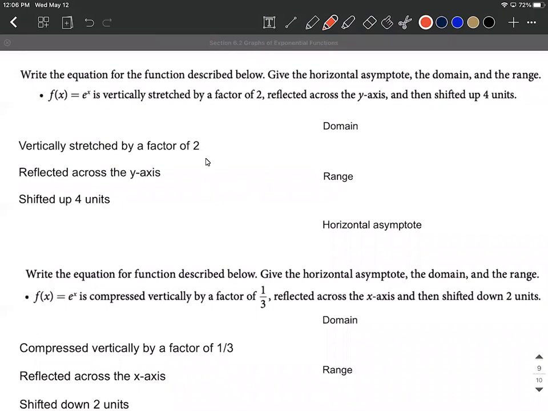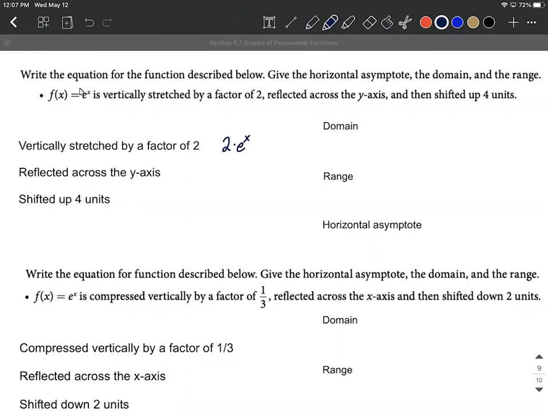Whenever we have a vertical stretch or a compression, that means a multiple out in front. So we can start with e to the x. We're simply going to take a 2, our stretching factor, and multiply it out in front of the entire function. On the homework, if this was laid out as 3 individual questions, we're going to answer these individually. Then I'm going to put all 3 of these together and build up a function, and then we'll answer the domain, range, and horizontal asymptote based on all 3 transformations.